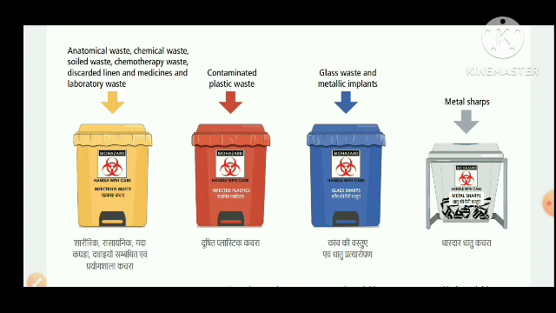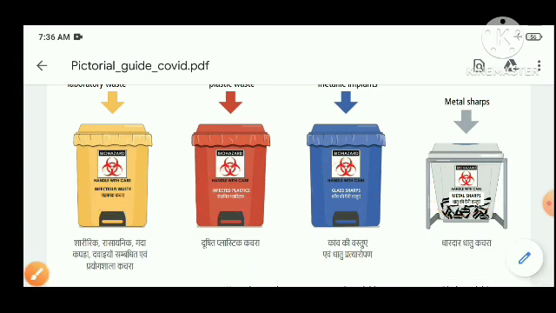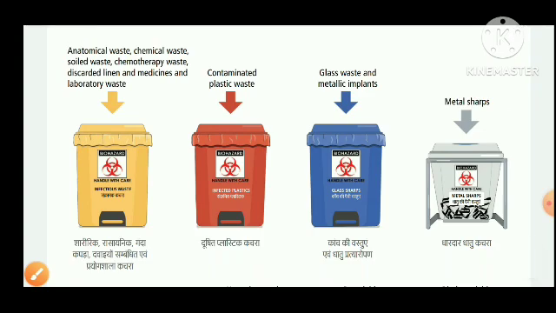And let's start. The very first one is the yellow color bin, and you can see that there will be written infectious waste. Then comes the red color bin. It is for infected plastic. The second one is the blue color bin, that is for glass sharps. And the white one is for metal sharps. Here below the infectious waste you can see there are different purposes, different waste we are keeping into these bins.